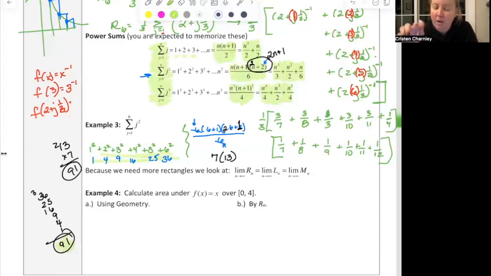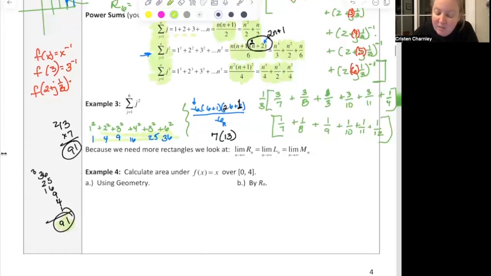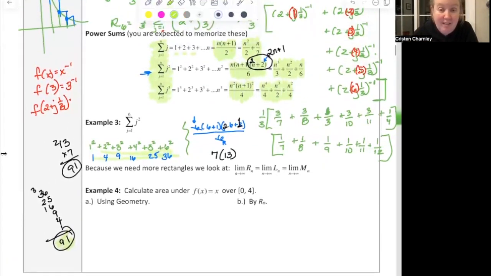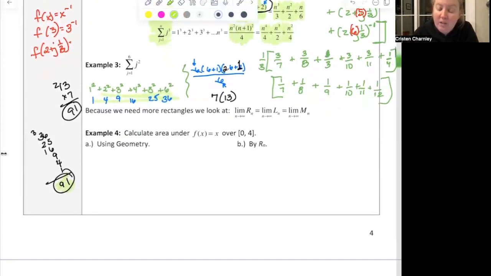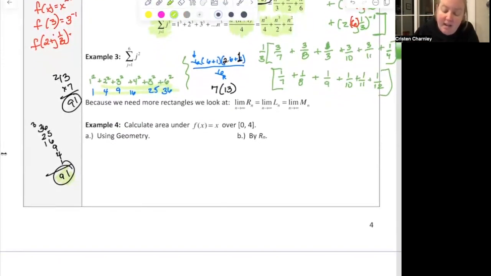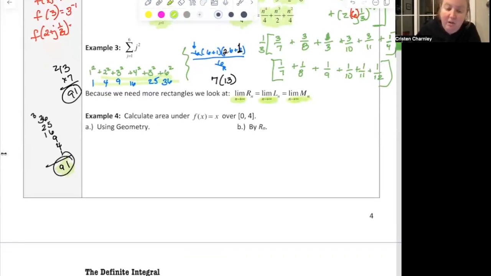Okay, all that. Because we need more rectangles than just 6 to get a more accurate area under the curve, we're going to look at the limit as n approaches infinity. You thought those limits were going to go away, but they keep coming back. All this means is the number of rectangles starts to approach infinity. It becomes a really, really, really large number.